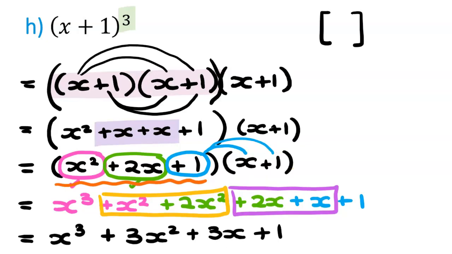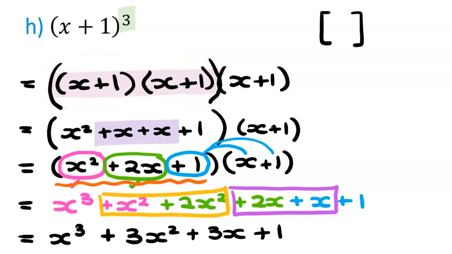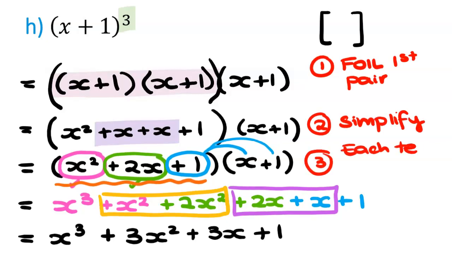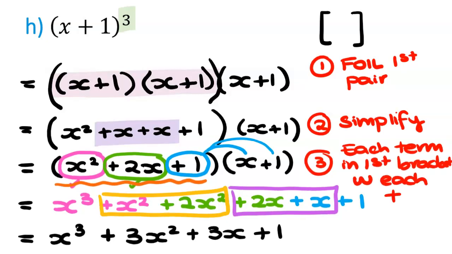FOIL is the acronym we use when we have a regular double set of brackets, but when we have a triple set of brackets, what we did first is we FOILed the first set of brackets here, using first, outside, inside, last, and then once we had simplified that, we then continued to expand. So let's maybe note down what those steps were. And remember, with step 3, we are multiplying everything.